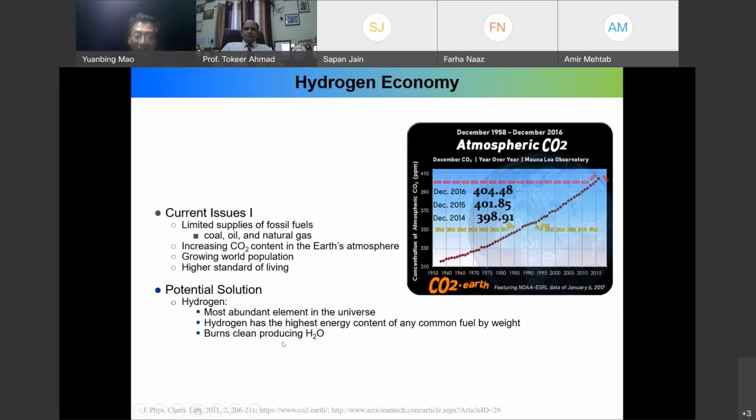Hydrogen has the highest energy content of any common fuel by weight. I will show you some figures on this, so we will understand it better when we compare with other types of fuels. And especially if we burn hydrogen, it will produce water, right? So that's an easy chemical reaction. That's why the hydrogen economy becomes a potential solution.